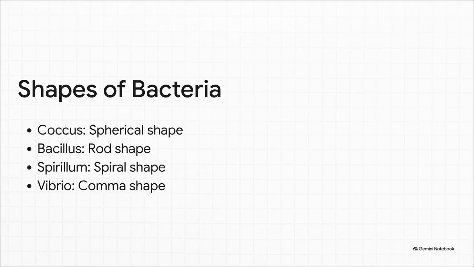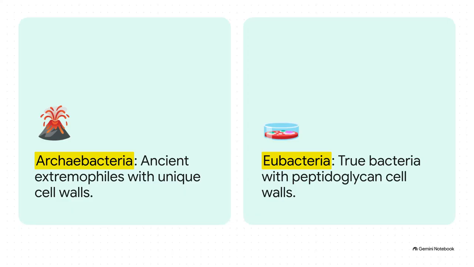And fourth, Vibrio bacteria look exactly like tiny little commas, such as Vibrio cholerae. So even in the microscopic world, structure and shape are highly distinct. Remember how Carl Woese split the bacteria into two groups earlier? And this brilliantly illustrates exactly why he did it.